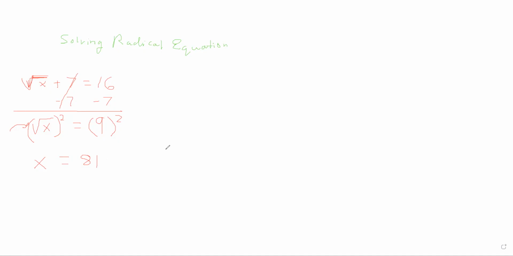Now let's check it out. We're going to replace x in the original equation with 81, plus 7 equals 16. When we take the square root of 81, it's going to be 9, then plus 7 equals 16. 9 plus 7 is 16, and 16 equals 16.